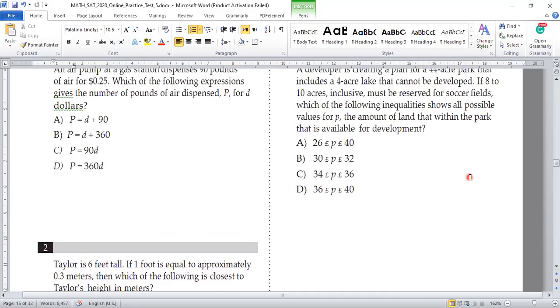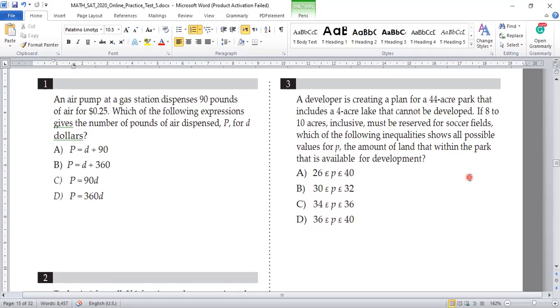And we are moving to the next question, number 3, on the right side of my screen. Question number 3: A developer is creating a plan for a 44-acre park that includes 4-acre land that cannot be developed. If 8 to 10 acres inclusive must be reserved for soccer fields, which of the following inequalities shows all possible values for P, the amount of land within the park available for development? Wait, what's that pound symbol?